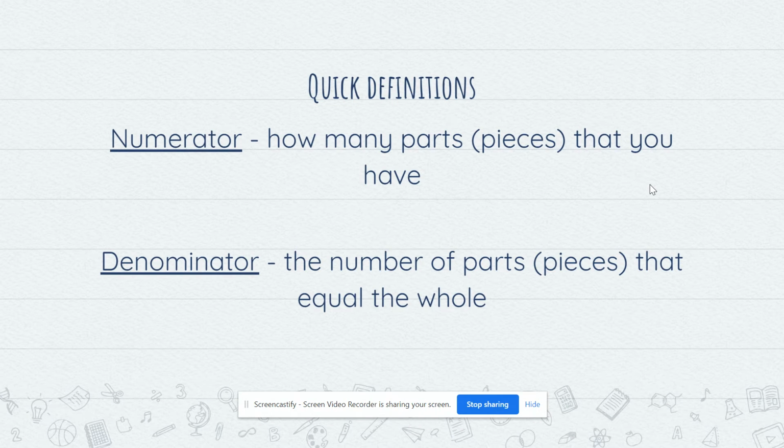Just a quick reminder that the numerator is the top number in a fraction, and that's how many parts or pieces that you have. The denominator is the bottom number in the fraction, so the number of parts or pieces that equal the whole. For example, if I had 2/3, that meant I have 2 as my numerator, so I have 2 pieces out of the 3 pieces that make the whole thing on the bottom.